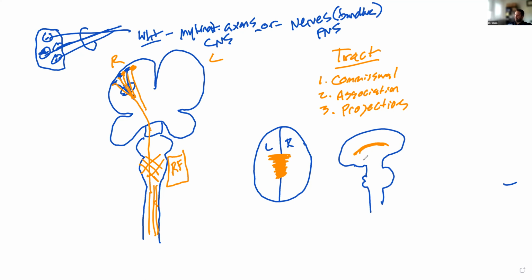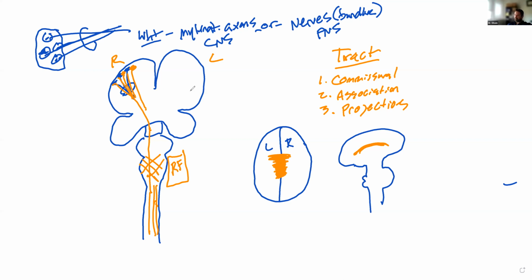We also have something called the anterior commissure. There are some other commissures that we have, but the corpus callosum is going to be the biggest one in your central nervous system. And then we have association fibers. I think of these as axons that are connecting regions within the brain.